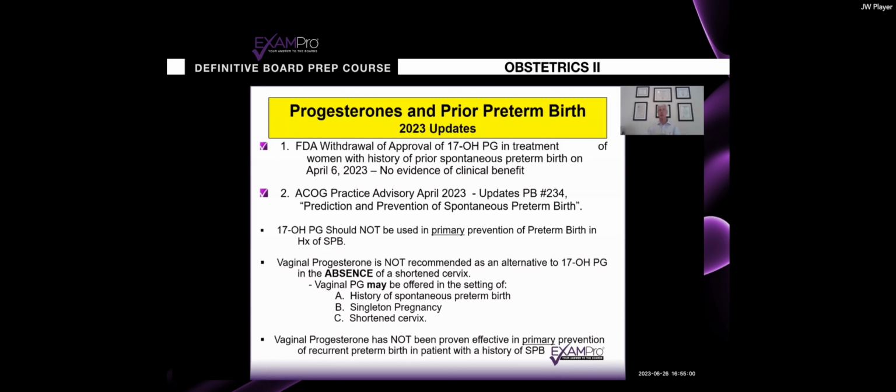But the important thing is there is no progesterone injection, vaginal, or oral these days, which is going to be used as a primary prophylactic or preventive in someone who has a previous spontaneous preterm birth, but at this pregnancy, no evidence of an impending risk of preterm birth, such as a shortened cervix.